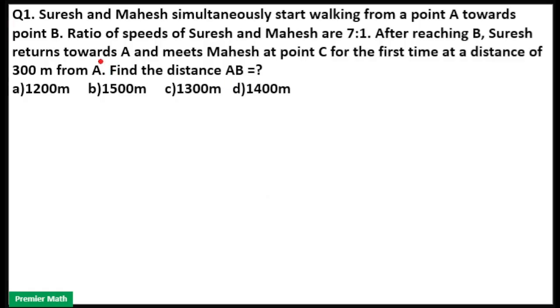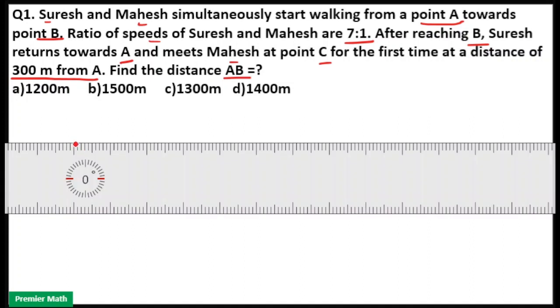Our first question is, Suresh and Mahesh simultaneously start walking from point A towards point B. Ratio of speeds of Suresh and Mahesh are 7:1. After reaching B, Suresh returns towards A and meets Mahesh at a point C for the first time at a distance of 300 meters from A. Find distance AB.